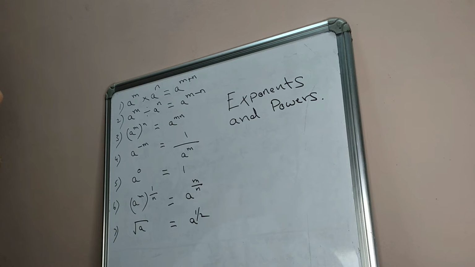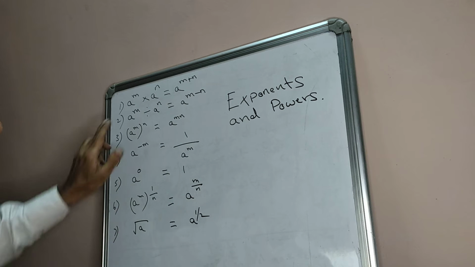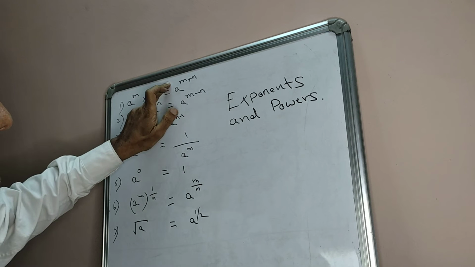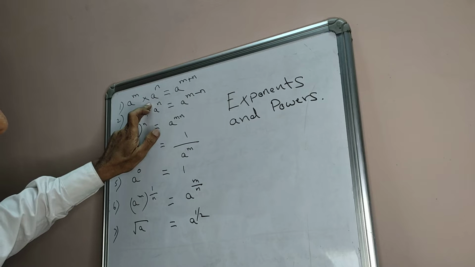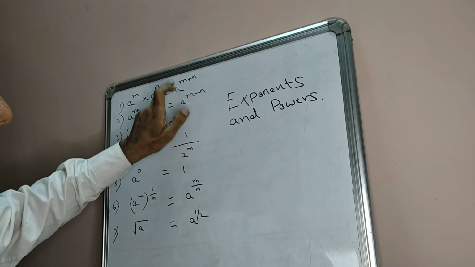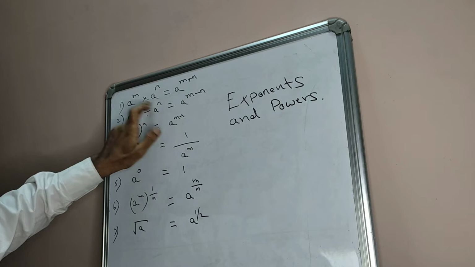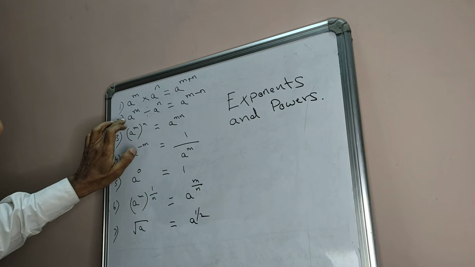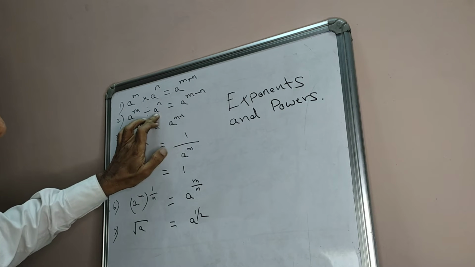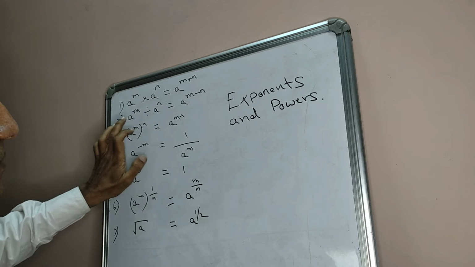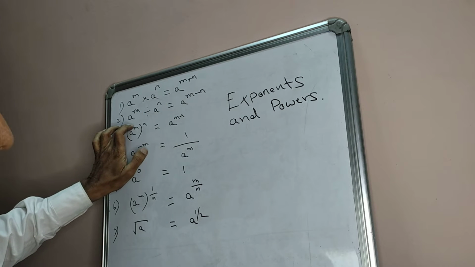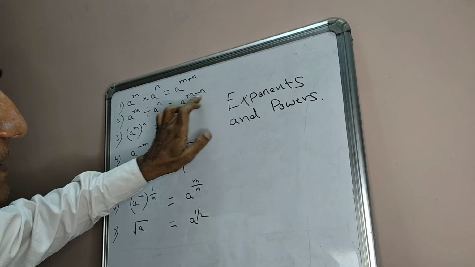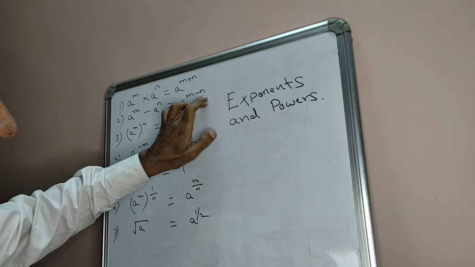I hope this is clear to you. Any time when the bases are the same and the powers are different and these two terms are multiplied, what do you have? a^(m+n). Same base, the powers get added when these two terms get multiplied. Similarly, when the base is the same and the powers are different and the terms are divided, the exponents get subtracted, a^(m-n).